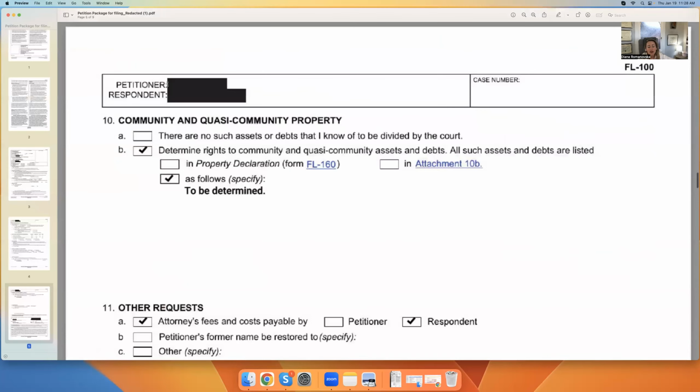Don't forget to put petitioner's name, respondent's name, and then 10B, determine rights of community, meaning joint from the date of marriage until the date of separation, and quasi, property outside of California, and then also to be determined. If it's pure default, again, this needs to be filled out.